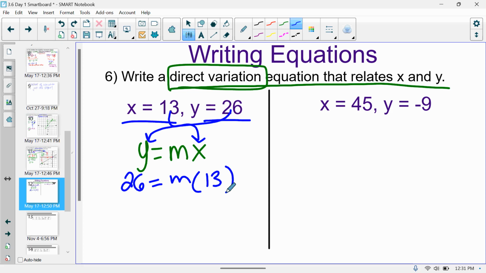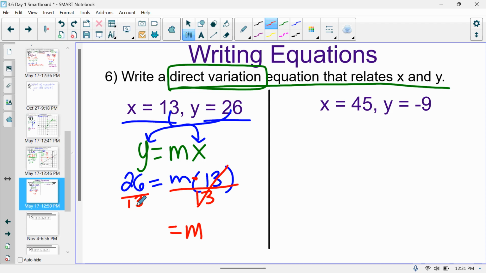How will I solve this for m? Because m is the only thing missing. So how could I solve it to figure out what m is? This means multiplication, right? Let's put our dot in there if we need to. So we're going to divide. Yep. 13 divided by 13 is 1. That's going to get m alone.